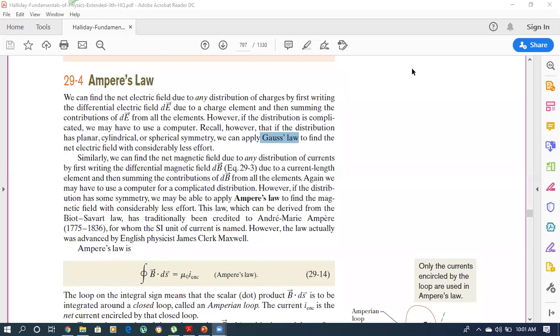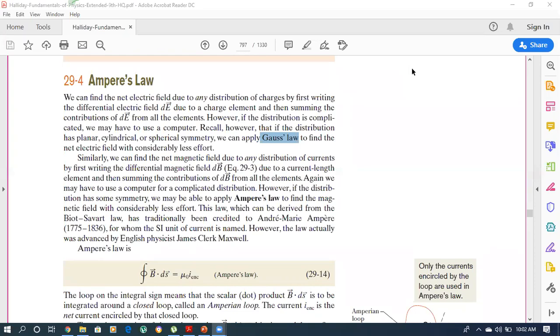Sir, we apply Gauss's law on electric flux. Yes, and to find the electric field. Gauss's law is used to solve problems related to electric flux, but the major purpose is to calculate the electric field using Gauss's law. And we basically applied it for stationary charges.